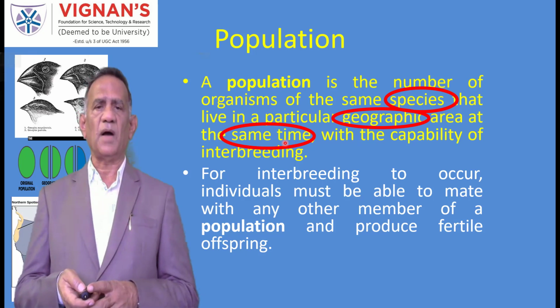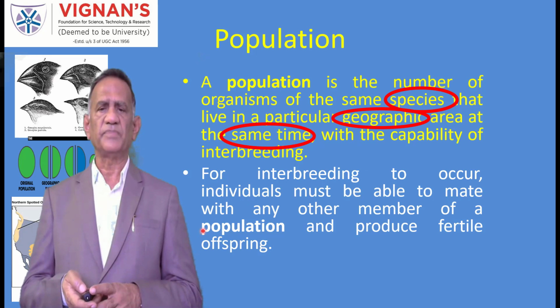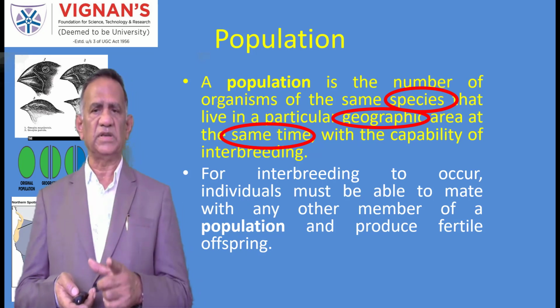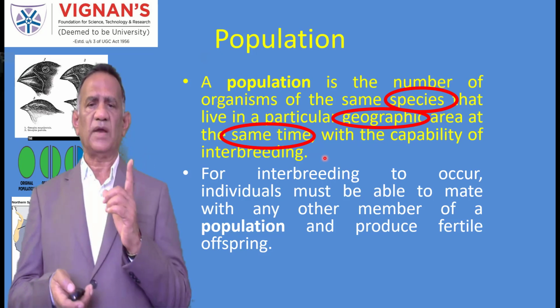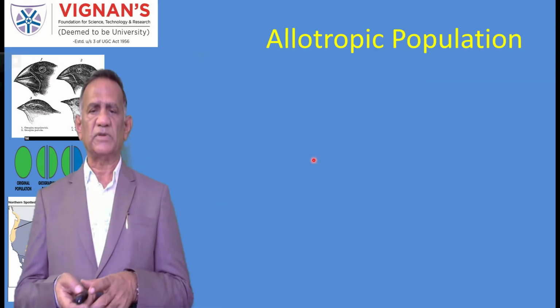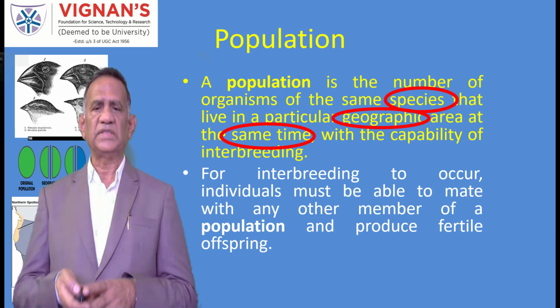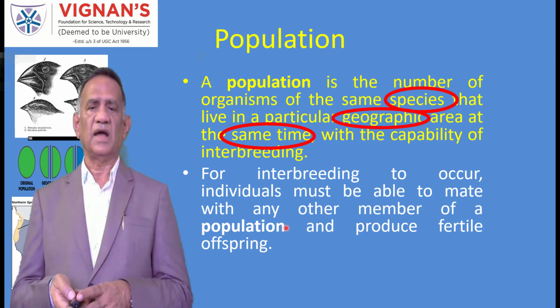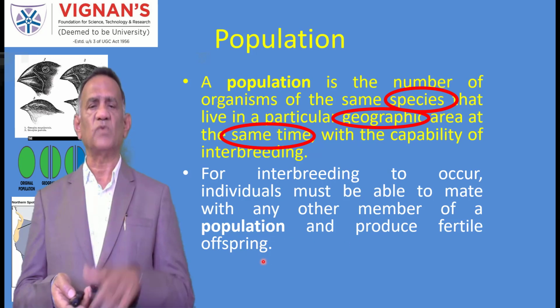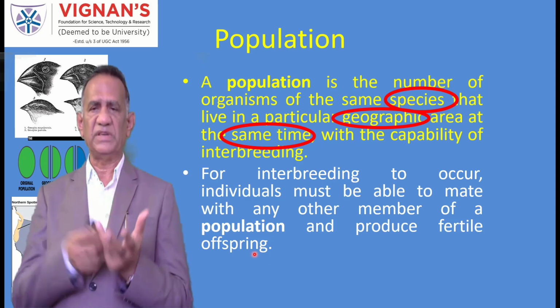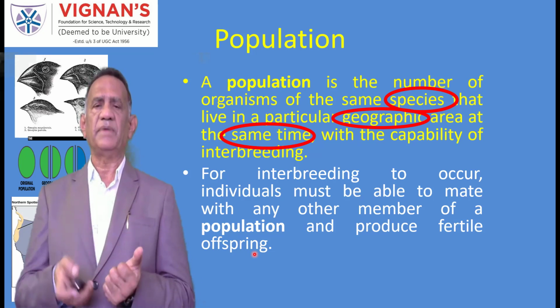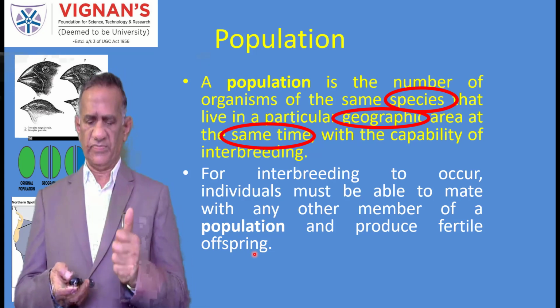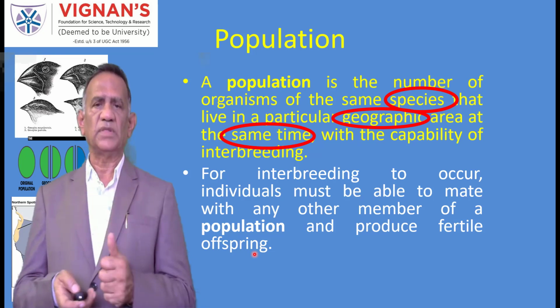So the population means all the members which belong to one species and have the capacity for interbreeding. For interbreeding to occur, individuals must be able to mate with any other member of the population and produce fertile offspring. That's the population definition. That means species, geographical area, time, and interbreeding. These are the four terms that give the definition for the population.